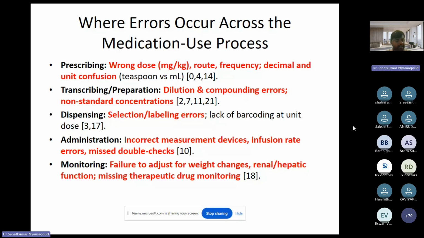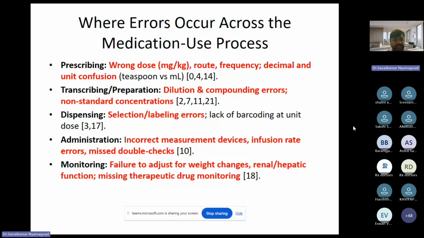The second one is transcribing. That is transcribing from the doctor's sheet to the nursing sheet, or the prescription to the pharmacist. It is happening in IPD. Then many times we do preparation of dosages or standard unit dosage forms for pediatrics. During those dilutions and compounding, errors happen. Many times even pharmacists are doing it wrong, and many times pharmacists are preparing non-standard concentrations for the pediatric population. So that is again causing error.